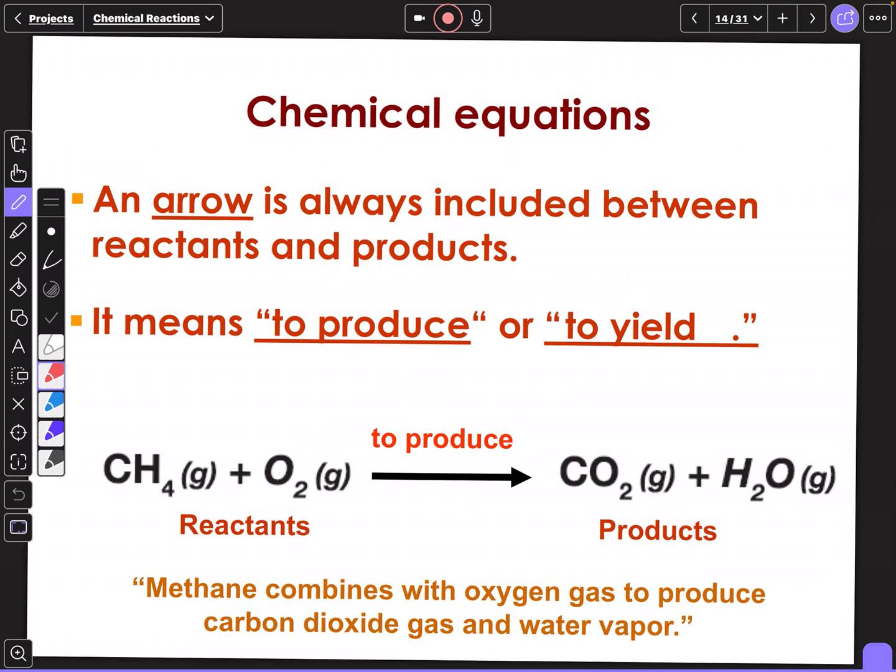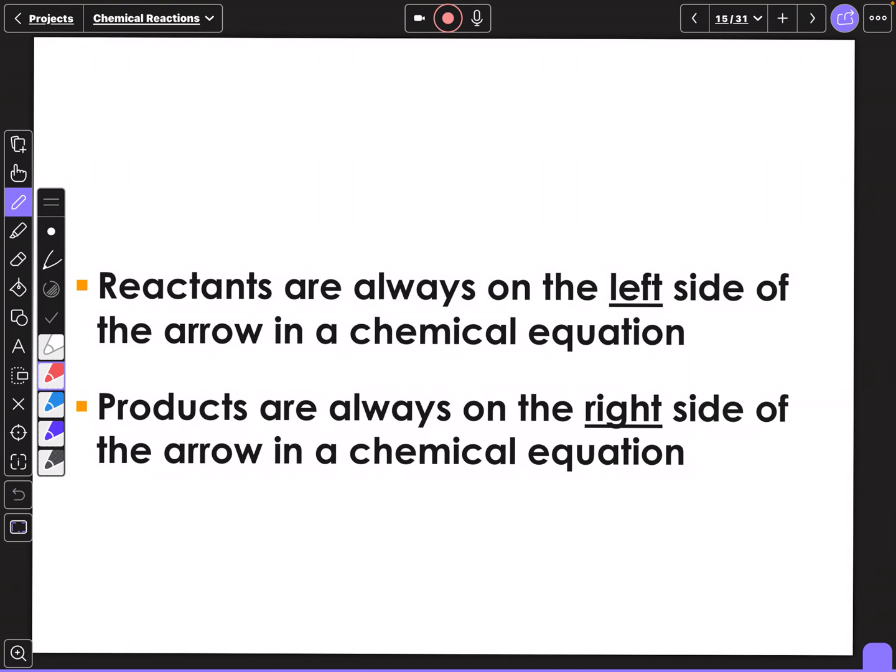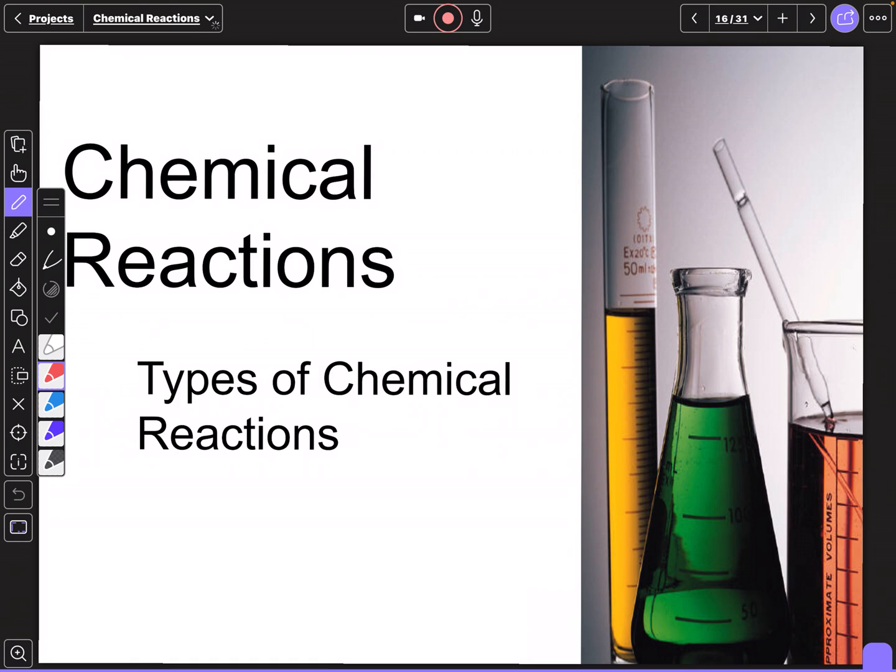Okay, in chemical equations, the arrow is always included between reactants and products. It means to produce or to yield. So we can say methane gas reacts with oxygen gas to produce carbon dioxide gas and water. In this case, it'd be water vapor. Okay, reactants are always on the left side. Products are always on the right side. So that should finish up the review from yesterday.